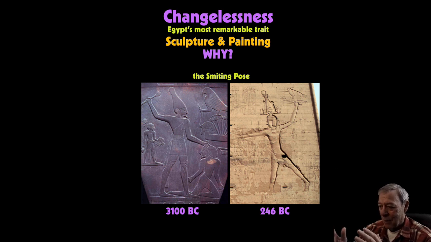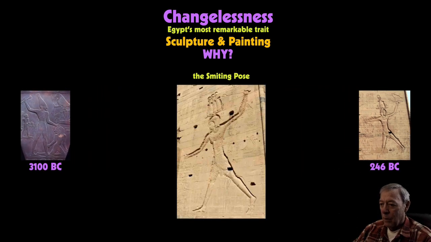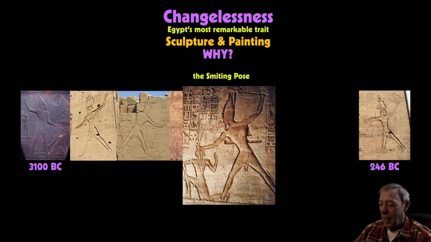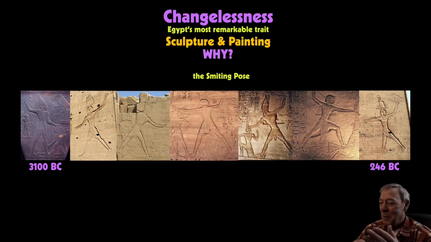Slightly different, but for the most part, no innovation here and no development. So let's look at some intervening sculptures, either from temple facades or relief sculptures. So smiting pose here, smiting pose, smiting pose, smiting pose, and smiting pose. So how much change is there from 3000 BC to 246 BC? Well, again, some very minor little adjustments perhaps, but for the most part, the art has not changed.